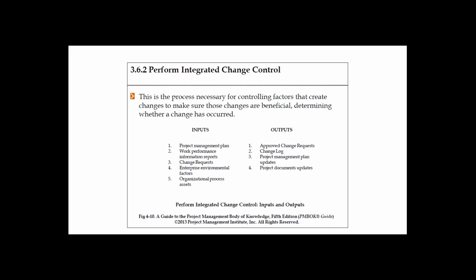Once they approve, we need to open a change request, and then we need to update the project plan and project documents. It can be a corrective action or preventive action, but it has to be approved by the change control board. Your project manager can be part of the change control board, or your PMO can be the change control board, or your senior management or your directors or VPs. It depends on the organization.